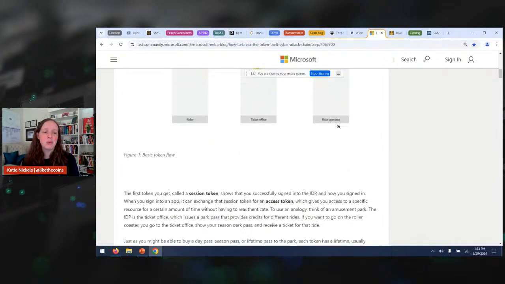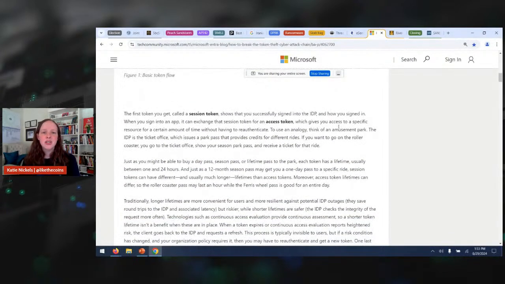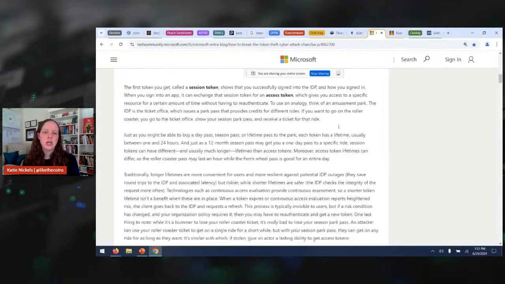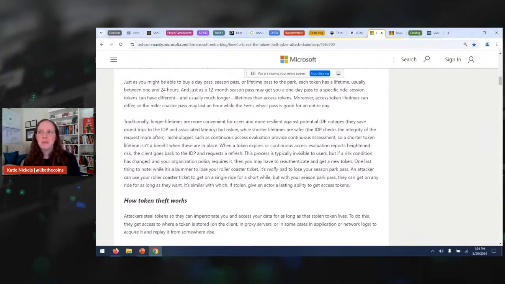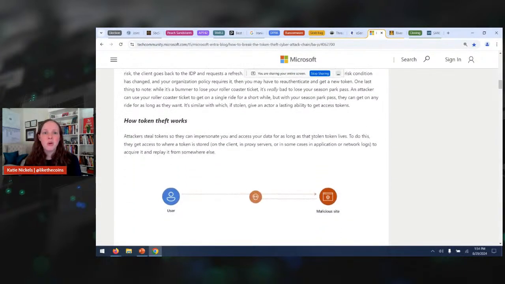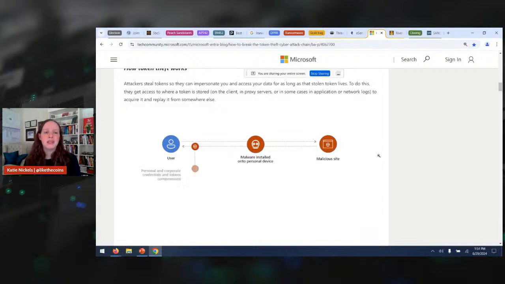I thought this was a cool way to break it down, right? Session token versus access token. And the amusement park analogy really helps me to think through this. The other thing I like that they called out, same way you could get a day pass to an amusement park or a season pass, tokens last different amounts of time. Maybe a token lasts 12 hours. Maybe it lasts 24 hours or 12 months.